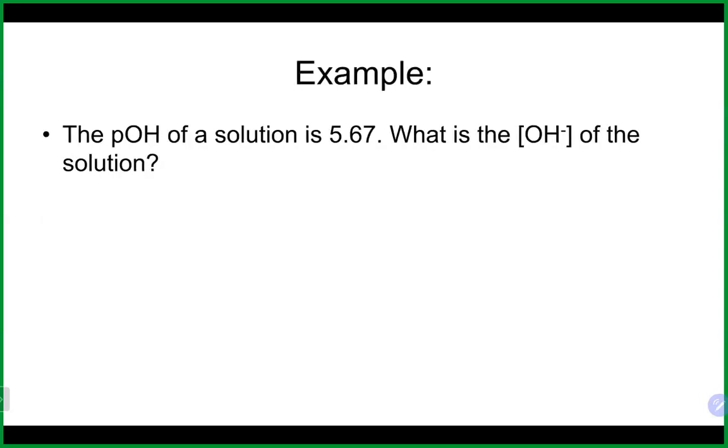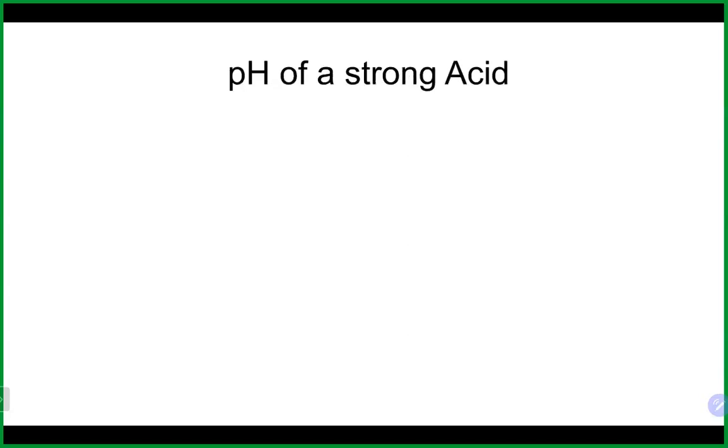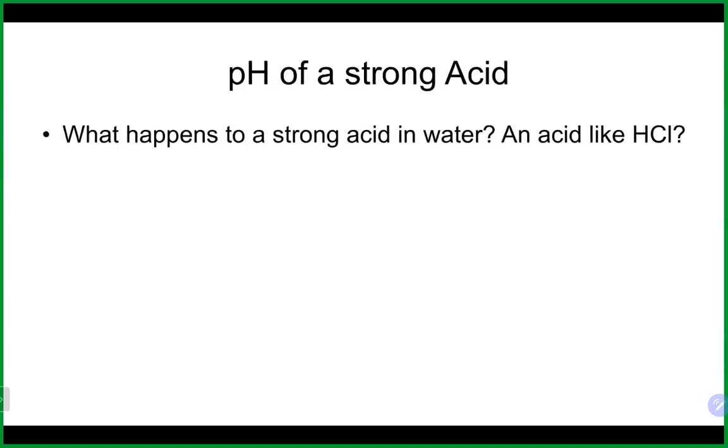So let's talk a little bit about pH of a strong acid. Now, although a lot of our examples have been kind of generically H plus, H3O plus, or OH minus, you could potentially be given a formula of an acid or a base. And strong acids are strong electrolytes. So something like HCl will 100% break apart into ions, H plus and Cl minus in solution.